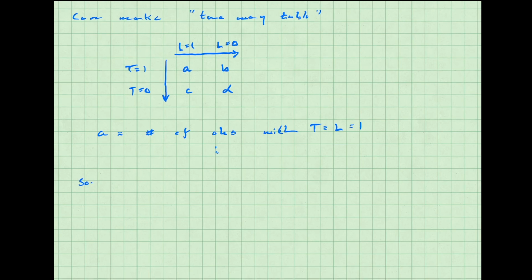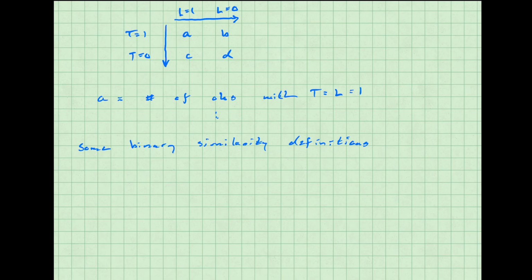So, some binary similarities. Some definitions of similarities for binary variables like this. One is pretty obvious. When you look at it, you can understand what it is. It's A plus D divided by A plus B plus C plus D.